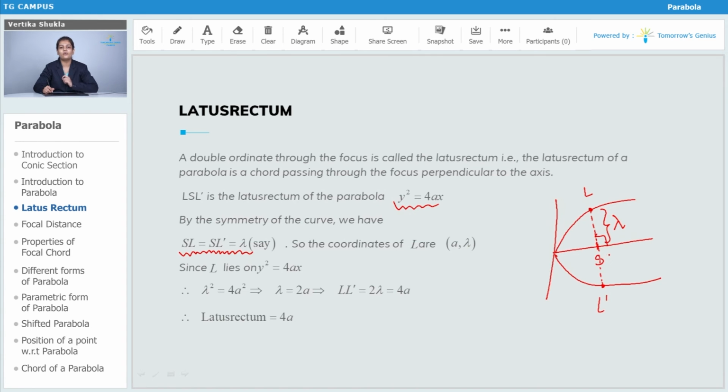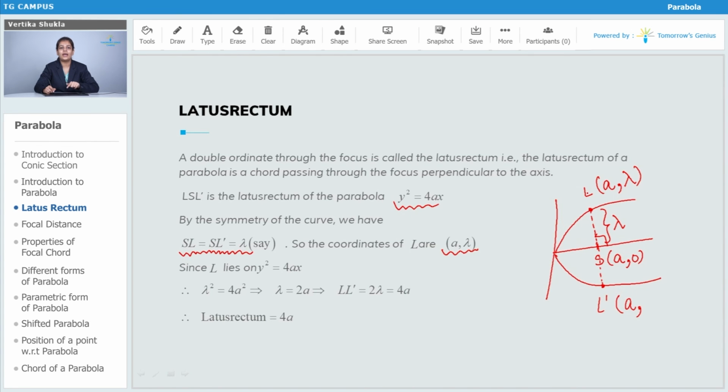What were the coordinates of the focus in a standard parabola? They were a, 0. If the coordinates of the focus are a, 0, one thing that we can note from here is that the x coordinates of L and L dash will be a. So we know that the x coordinate of L will be a and the x coordinate of L dash also will be a. Why? Because this line LSL dash is a line which is perpendicular to the axis. So that means the x coordinate will be the same throughout this line. Okay, so the coordinates of L will be a, lambda. Why a, lambda? Because this distance y is lambda.